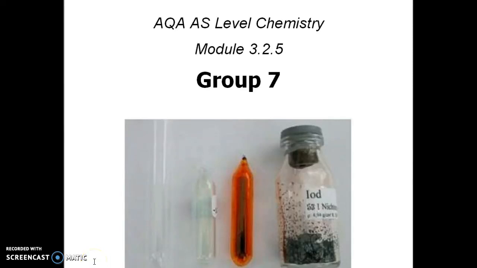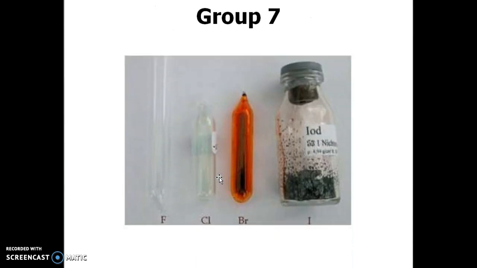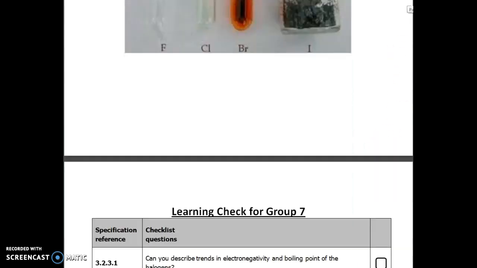In this video we're going to look at the trends in Group 7 chemistry. First thing you'll notice in your booklet is this diagram, this picture, where we've got our different halogens. Fluorine is barely perceptible, but it's a yellow gas. Chlorine's a green gas. Bromine is a red liquid. It's got this kind of orangey hue to it. And then iodine is kind of this dark grey solid, sometimes quoted as being black.